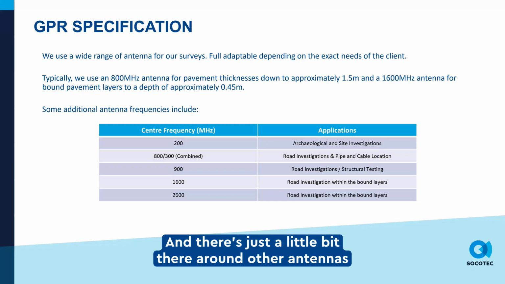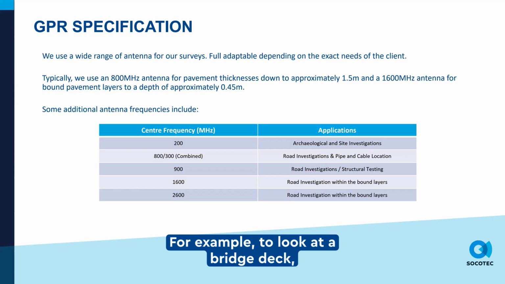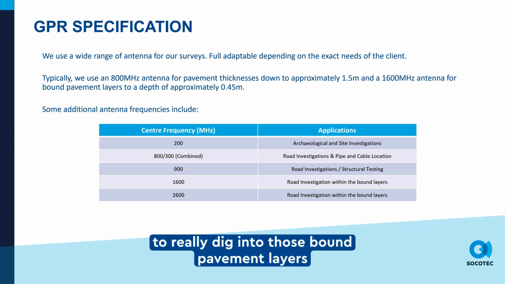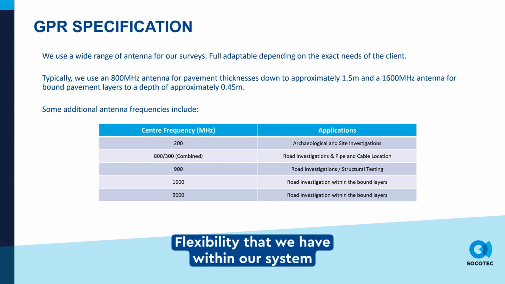And there's a little bit there around other antennas that we can apply depending on the application. For example, to look at a bridge deck, we would use a 1.6 gigahertz or 1600 megahertz antenna to really dig into those bound pavement layers on the top of the deck. The flexibility that we have within our system makes the GPR a powerful tool for pavement investigation and long-term network management.